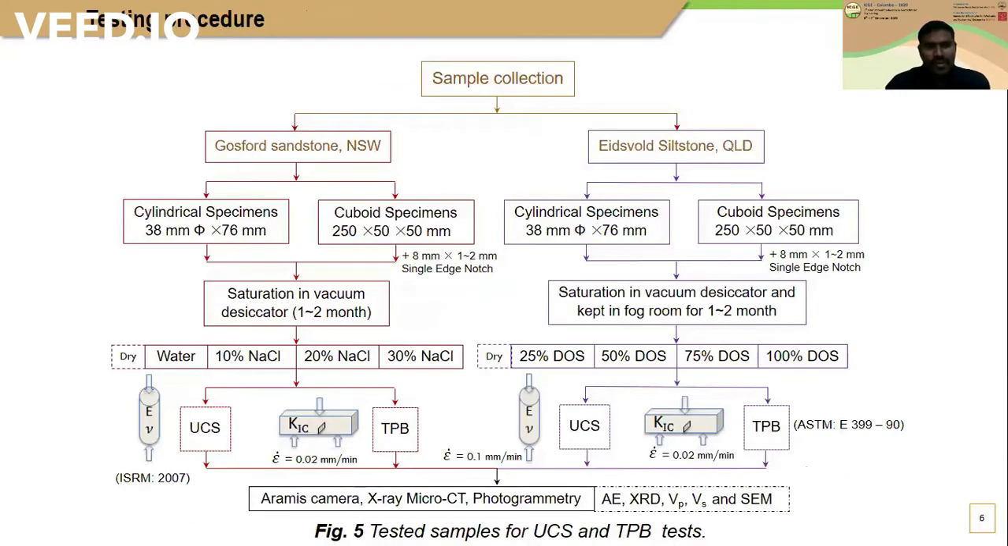against our experimental results. For our experimental work, we collected samples of sandstone and siltstone from Australia, and made the samples of these dimensions shown here using ISRM and ASTM standards. The samples are saturated using vacuum desiccators for 5 different conditions; except for the dry condition, the remaining 4 conditions are vacuum saturated. The TPB samples are loaded at a strain rate of 0.02 mm per minute. Once the sample is tested, we have also done some AFM and XRD analysis to understand the variation in the mechanical properties.